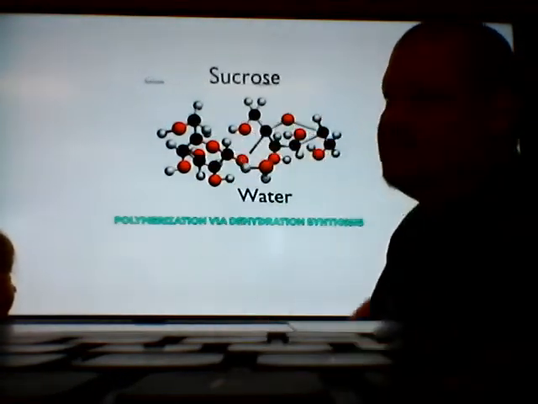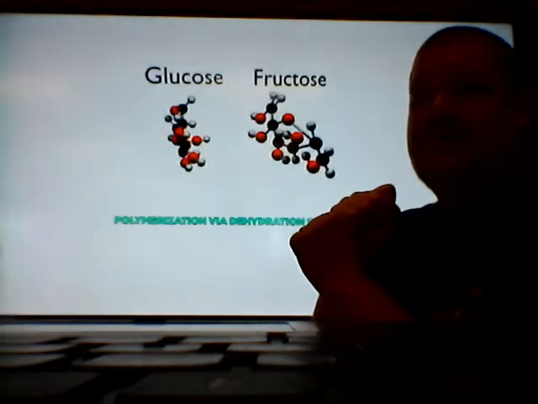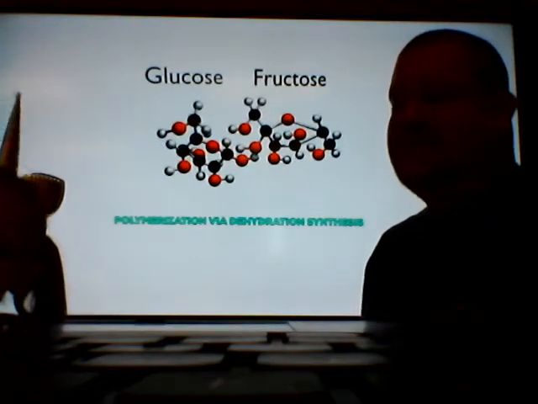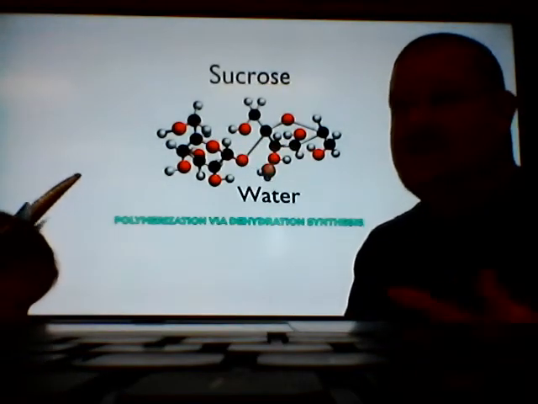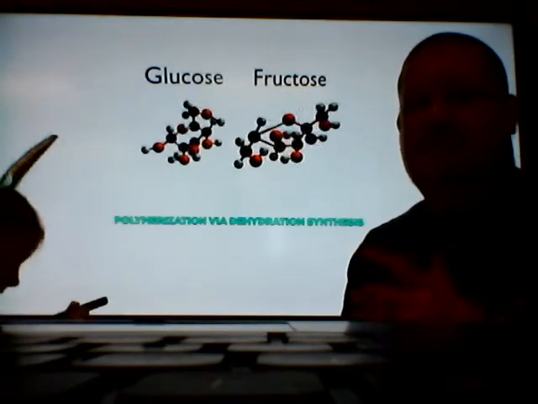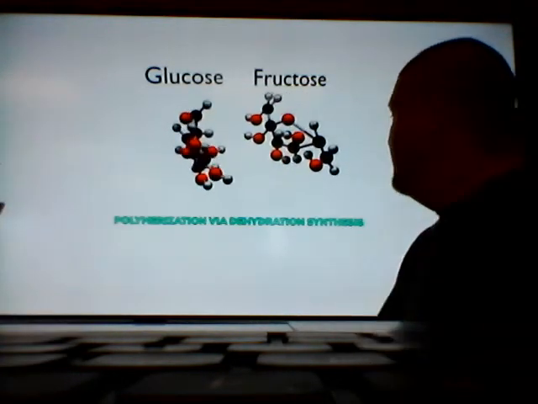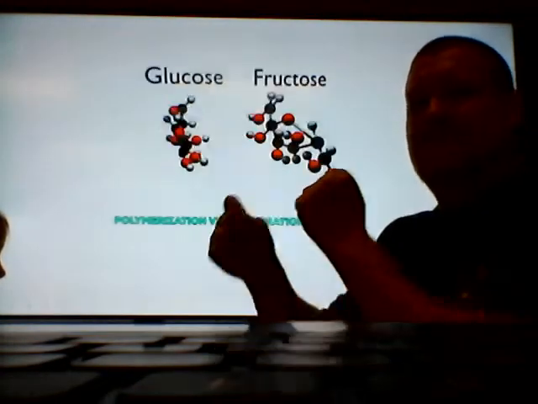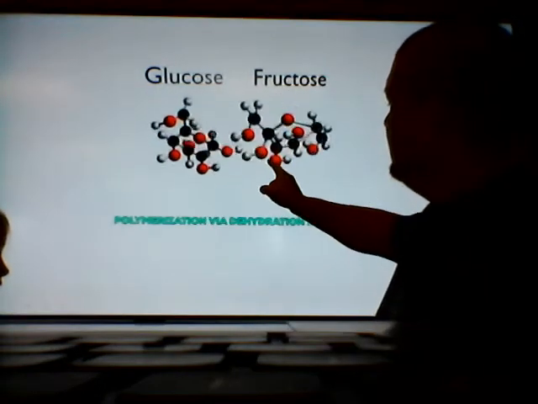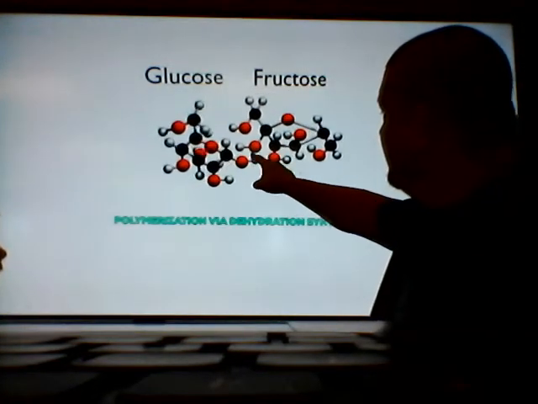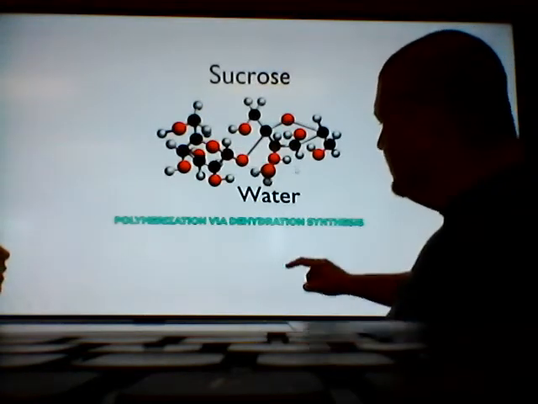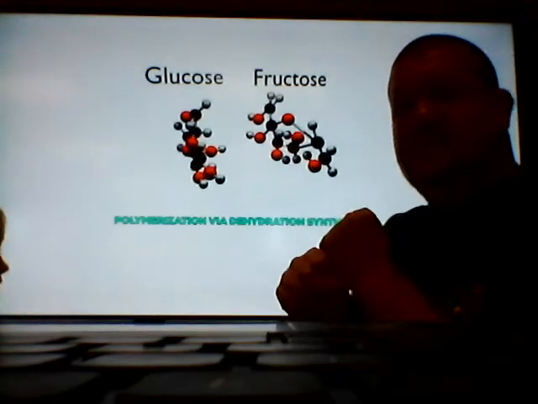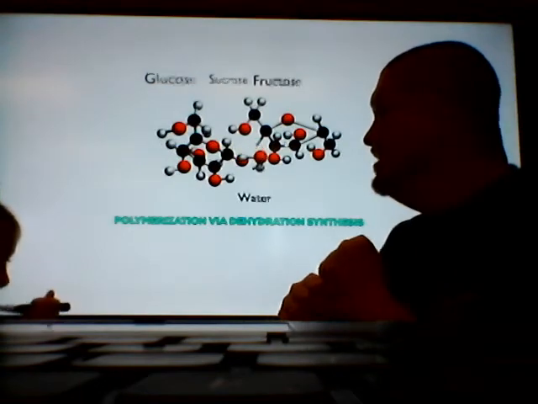How we put those monomers together is something called dehydration synthesis. Dehydration means removing water. Y'all get dehydrated, you run out of water, especially you athletes, people out there on the band field, cheerleaders. Synthesis means to make. So we are making a polymer by removing water. As they come together, right there, water comes out. We got two hydrogens and an oxygen. And when that happens, it bonds them together. So that's dehydration synthesis.